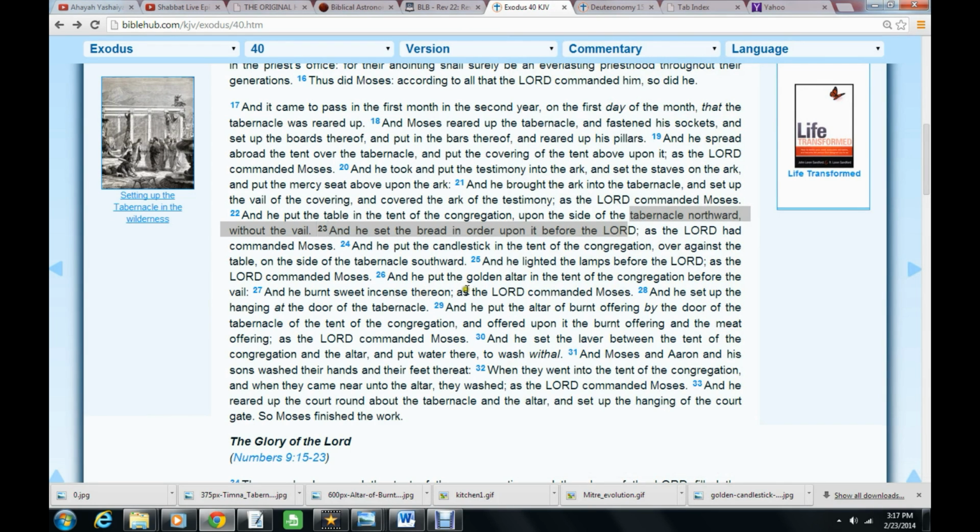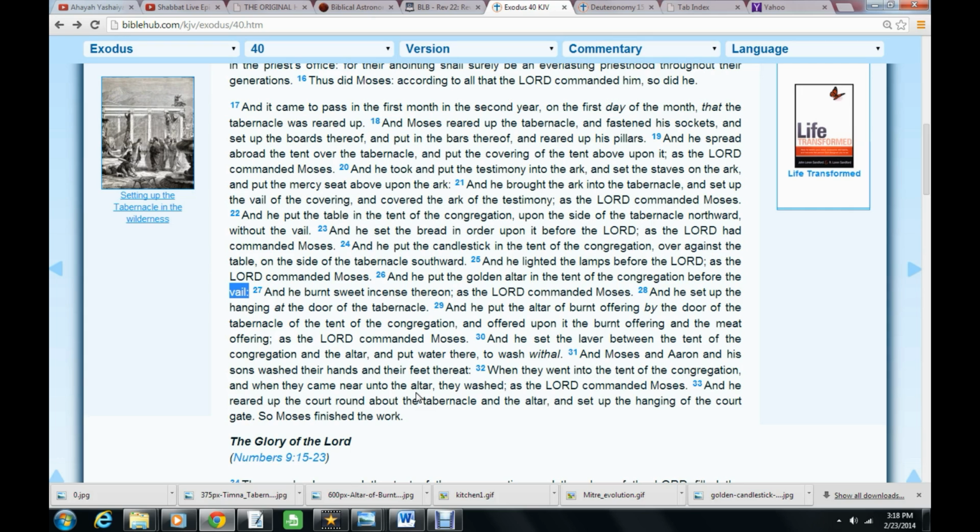And he put the golden altar in the tent of the congregation before the veil, and he burnt sweet incense thereon, before the veil, which would be before the curtain, like the Creator told us to make, as the Most High Ahiah commanded Moses. And he set up the hanging at the door of the tabernacle, the curtains, and he put the altar of burnt offering by the door of the tabernacle of the tent of the congregation, which means outside, and offered upon it the burnt offering and the meat offering, because we have a burnt offering and a meat offering, as the Most High Ahiah commanded Moses.